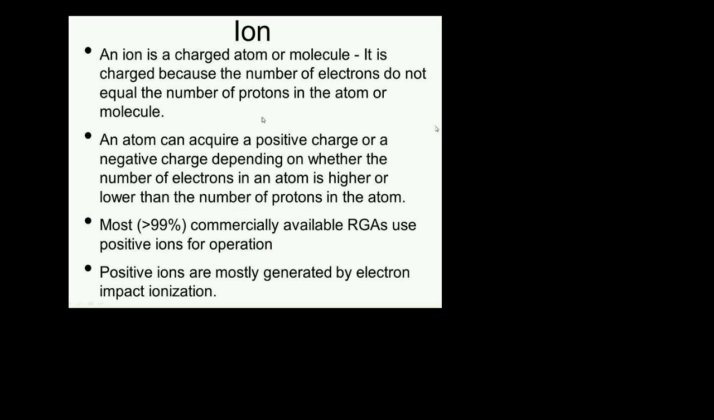Okay? We're also going to be talking about ions today. An ion is a charged atom or molecule. It is charged because the number of electrons does not match the number of protons in the atom or the molecule. An atom can acquire a positive charge or a negative charge, depending on whether the number of electrons is in excess of the protons or in deficiency relative to the protons.